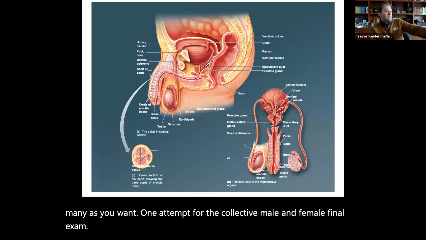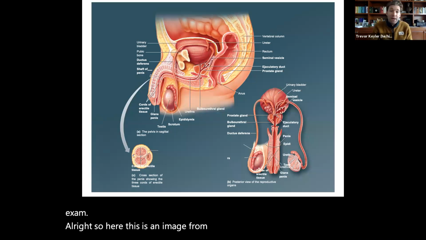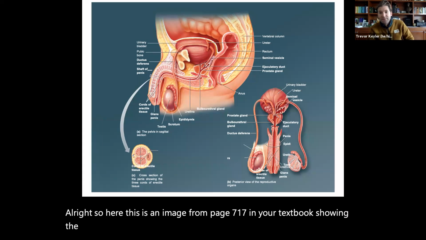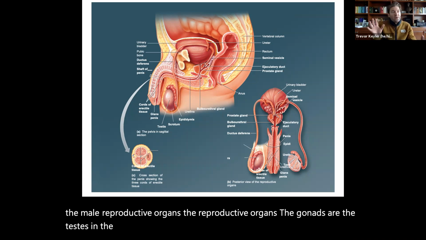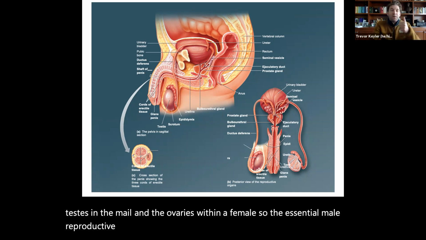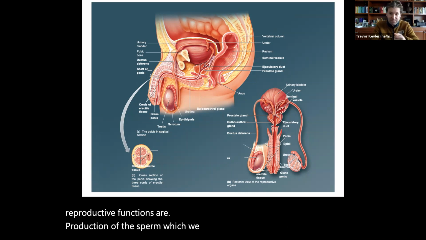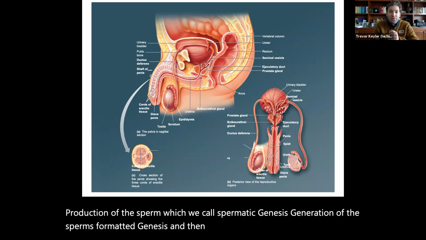All right, so this is an image from page 17 within your textbook showing the male reproductive organs. The reproductive organs, the gonads, are the testes in the male and the ovaries in the female. The essential male reproductive functions are production of the sperm, which we call spermatogenesis, and then delivery of that sperm to the female. That's the male role. It's pretty limited.